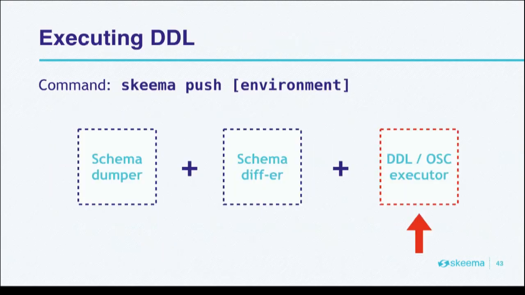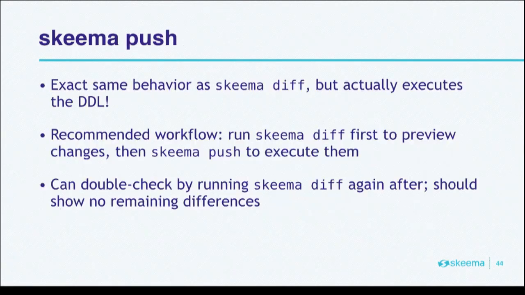And finally, there's the notion of actually executing DDL. So the command for this is schema push. It's the exact same behavior as schema diff. It's the same code path for the most part, except instead of just outputting the differences, it actually executes the DDL. And if you've configured an OSC tool, it will actually execute that OSC tool. So the recommended workflow would be to first run schema diff to see what the generated DDL is. Then you can run push to execute it. And then if you're paranoid, you can run diff again just to confirm that there are no differences remaining.